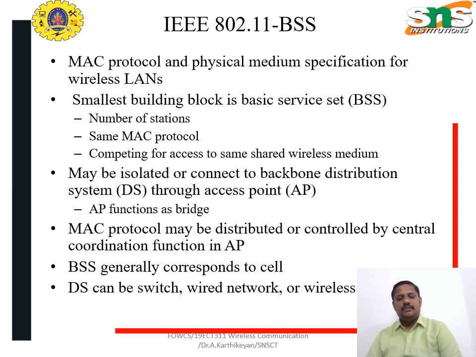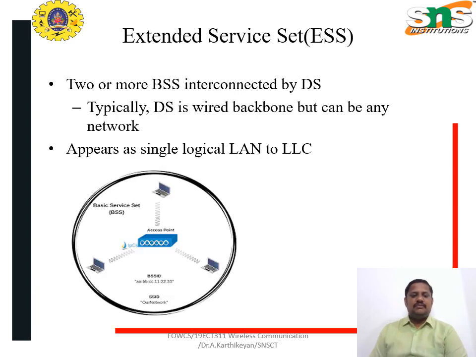The MAC protocol may be distributed or controlled by the central coordination of the access point. A BSS generally corresponds to a cell, with the distribution system connecting the wired network and the wireless network. Mainly we have the extended service set, the ESS. It has two or more BSSs interconnected by the distribution system. Typically the distribution system is wireless. The backbone can be any network and appears as a single logical LAN to the LLC.